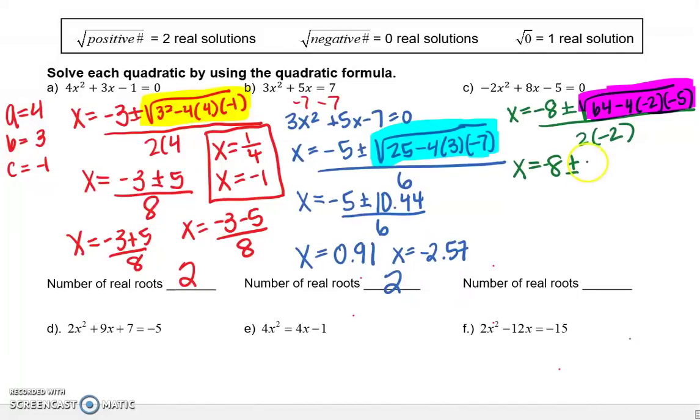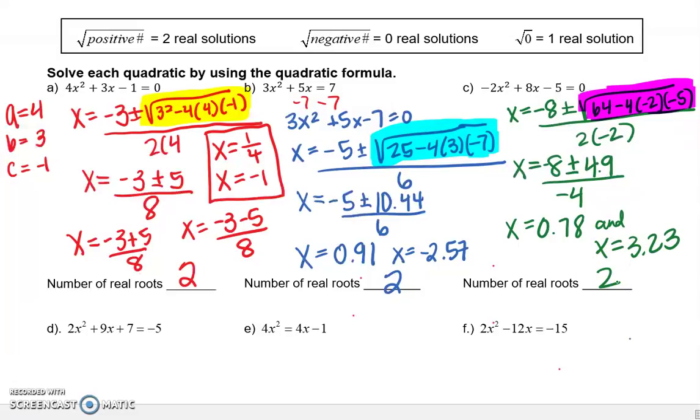You should have gotten 4.9 all over negative 4. Okay, so once again, you have 2 equations, negative 8 plus 4.9 divided by 4, and negative 8 minus 4.9 divided by 4. You should get 0.78, and x equals 3.23. Once again, pause this video and do this in your calculator. Make sure you're getting the same thing.